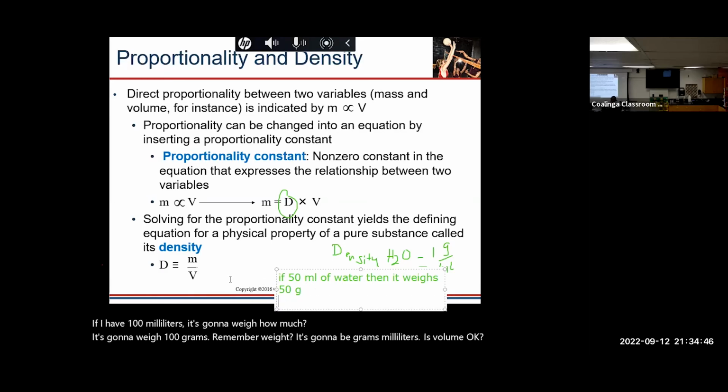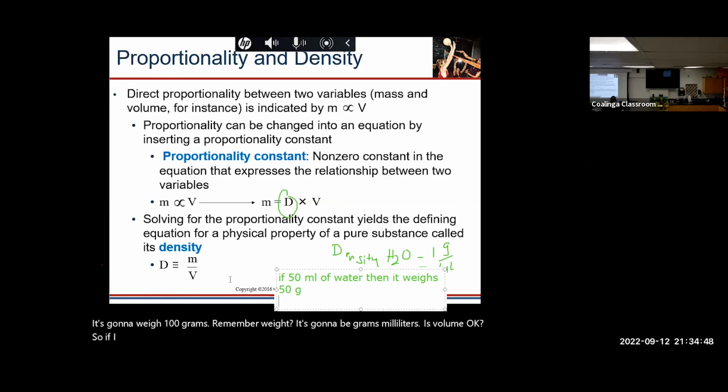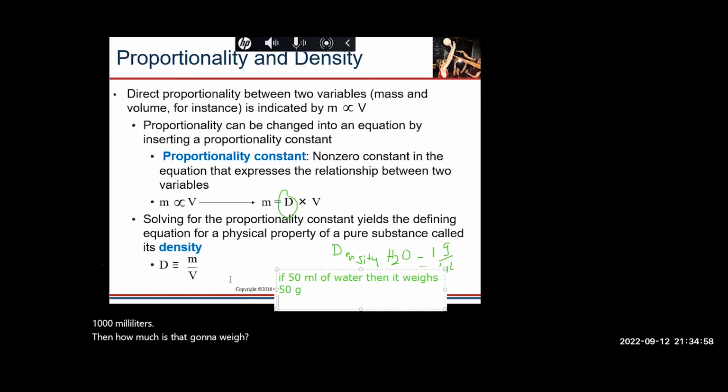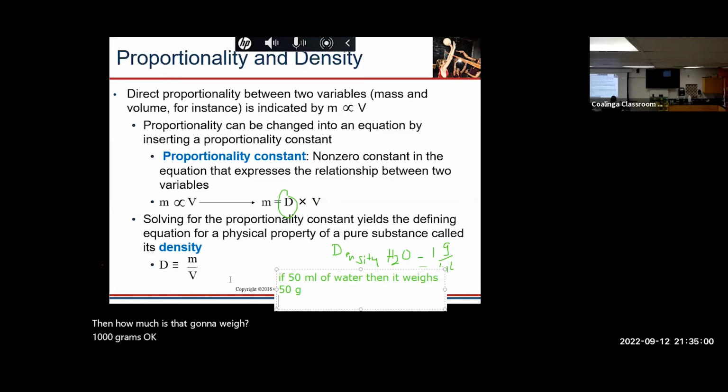So if I have 1,000 milliliters, then how much is that going to weigh? 1,000 grams. Okay. So in other words, as the mass went up, the volume had to go up to compensate for it. Keep that constant. So mass and volume here are going to be directly proportional to each other.